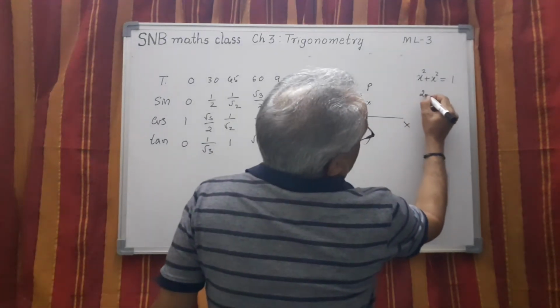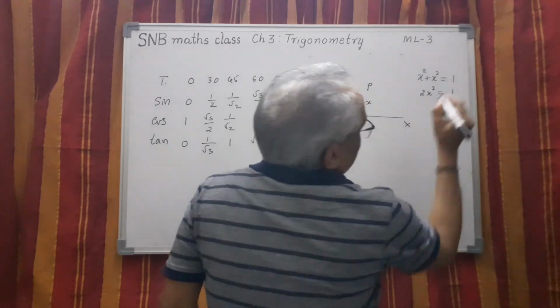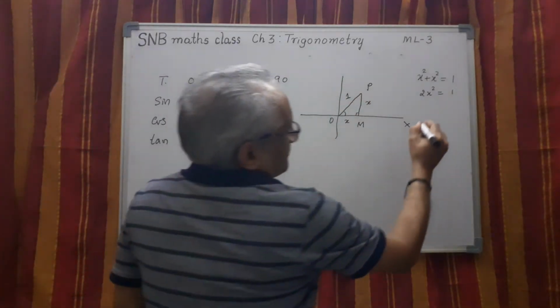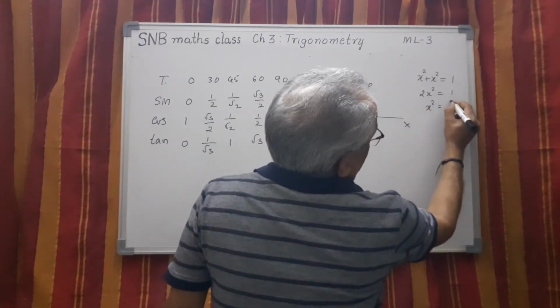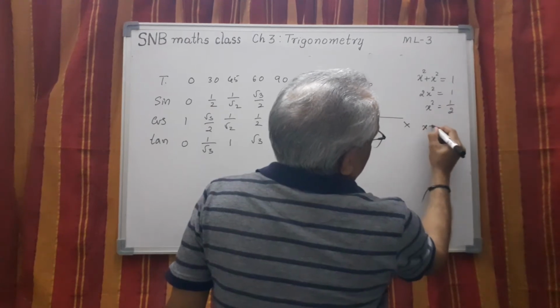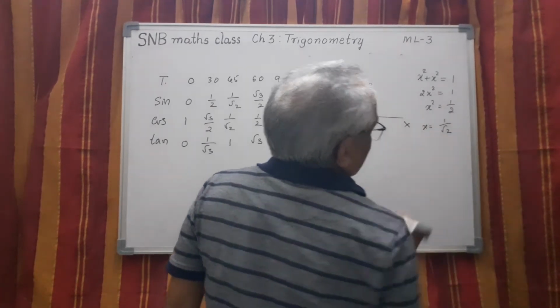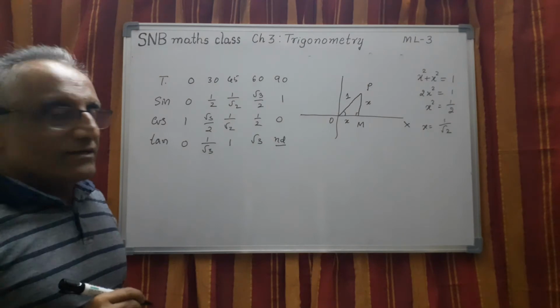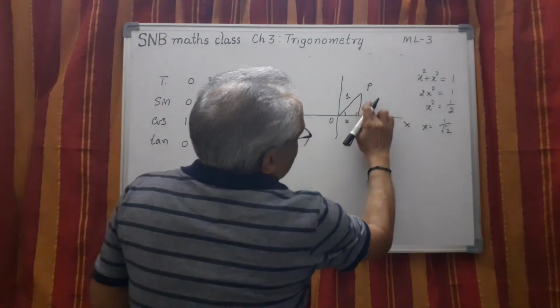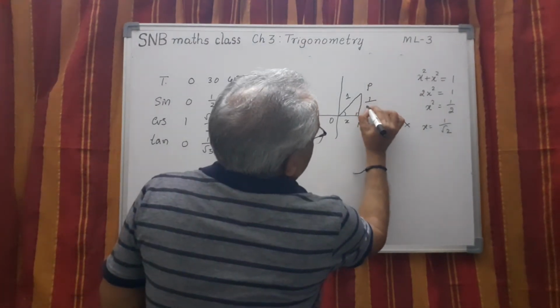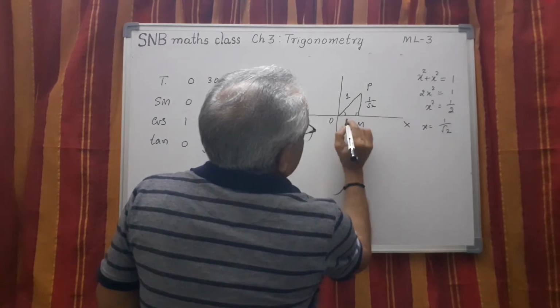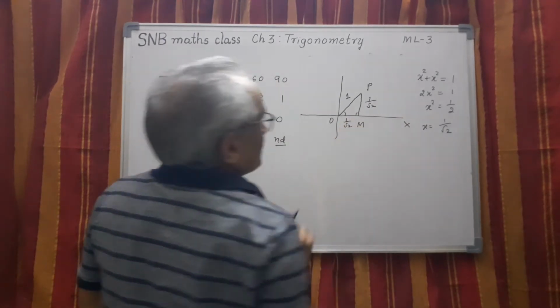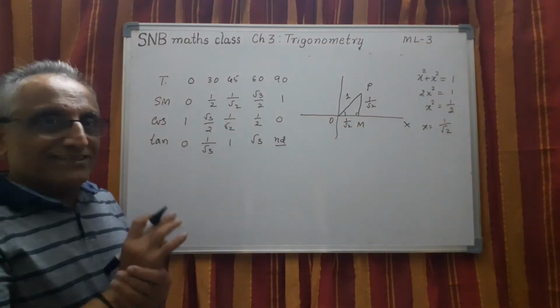So 2x square equal to 1, or x square equal to 1 by 2. So x equal to 1 by root 2. Therefore, I can replace this by 1 by root 2. This is also 1 by root 2. So this is my preparation now.